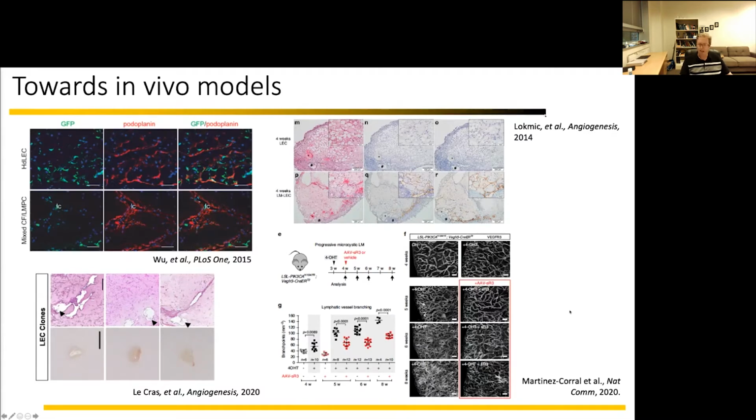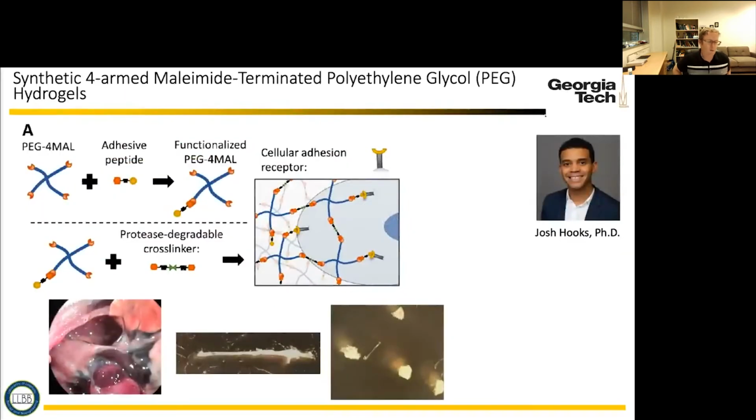So we've been interested in trying to bridge the gap between the simplified in vitro models and the in vivo models. And one of the ways we do this is we engineer biomaterials to support tissue or cell growth and create these so-called tissue organoids. And so a platform we've been working with is a PEG-based hydrogel, PEG-fibrinogen.